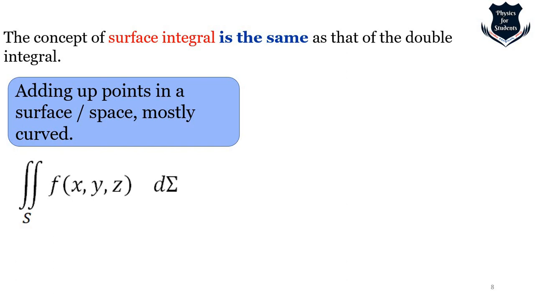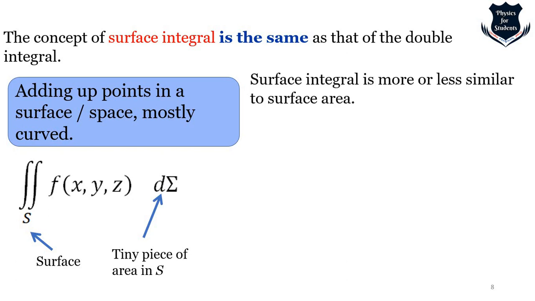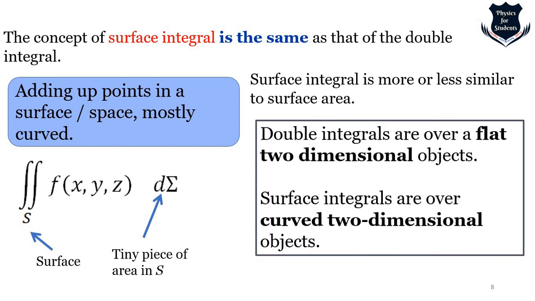Now what we do is that we get this, and this is the surface S. This is the tiny piece of area in S. I have denoted it with sigma. Some authors denote sigma, some authors denote A, it doesn't matter. So the surface integral is more or less the same as the surface area, and double integrals are generally used over flat two-dimensional objects, and surface integrals are used over curved two-dimensional objects. So that is the most important thing.